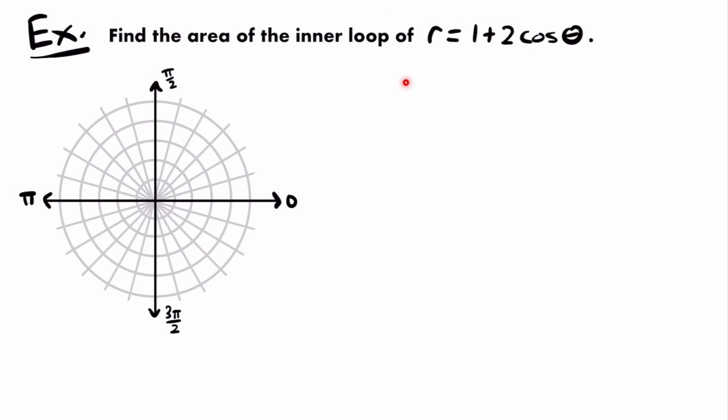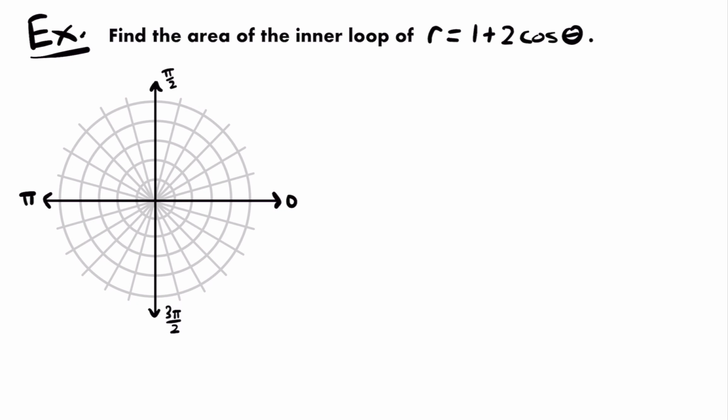All right, so here's our next example. We want to find the area of the inner loop of r equals 1 plus 2 times cosine theta. Now the question itself kind of gives away what the shape of this polar equation is. It's asking us to find the area of an inner loop of a polar equation, which probably means that we're looking at a limacon with an inner loop.